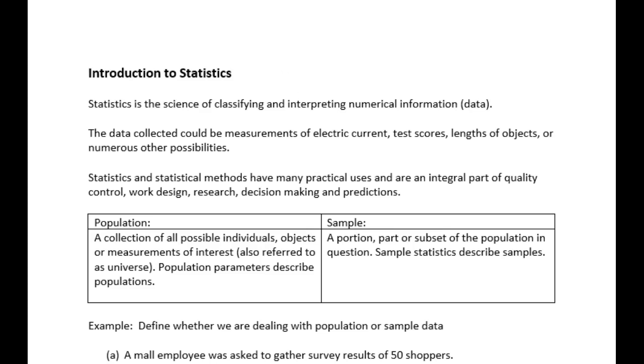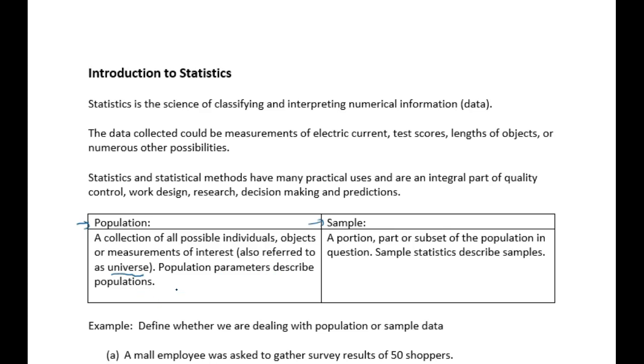Just to look at some terminology, when you are doing statistics and working with data, it's important to make the distinction between what we call a population and what we call a sample. A population is everything: all of the possible individuals, objects, measurements of interest. You can also call this a universe. There are situations where you might use that terminology instead. And then we use population parameters or population statistics to describe our populations.